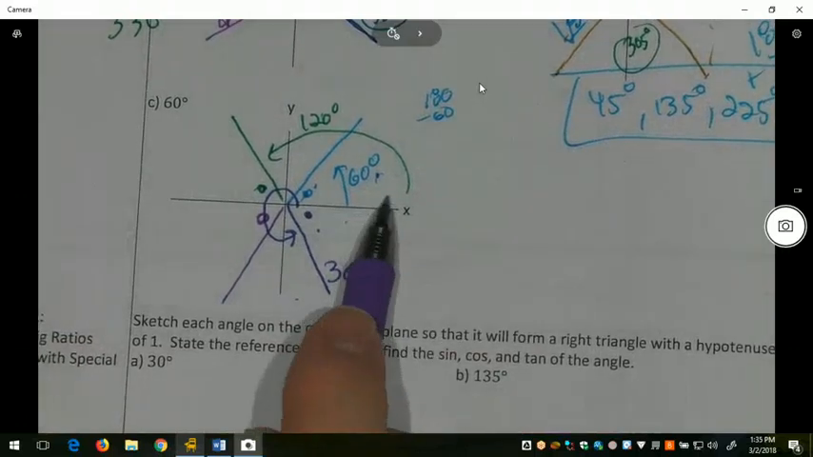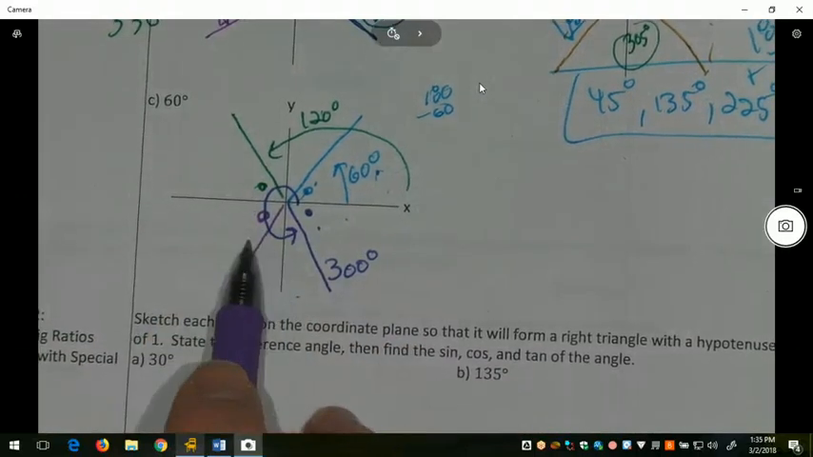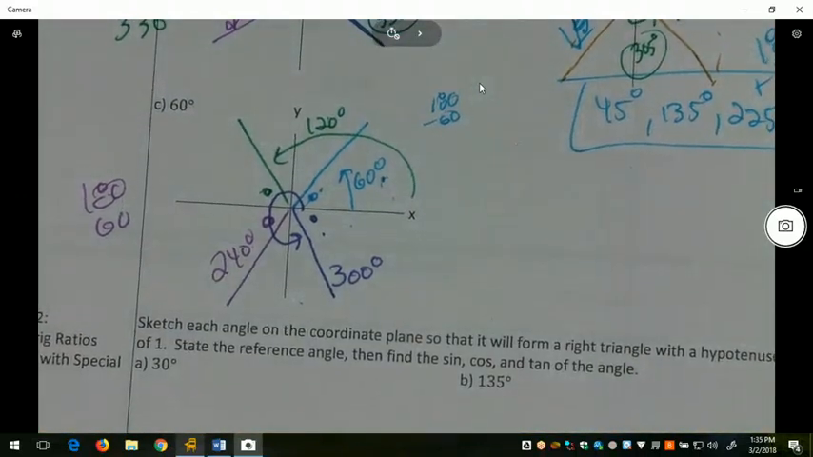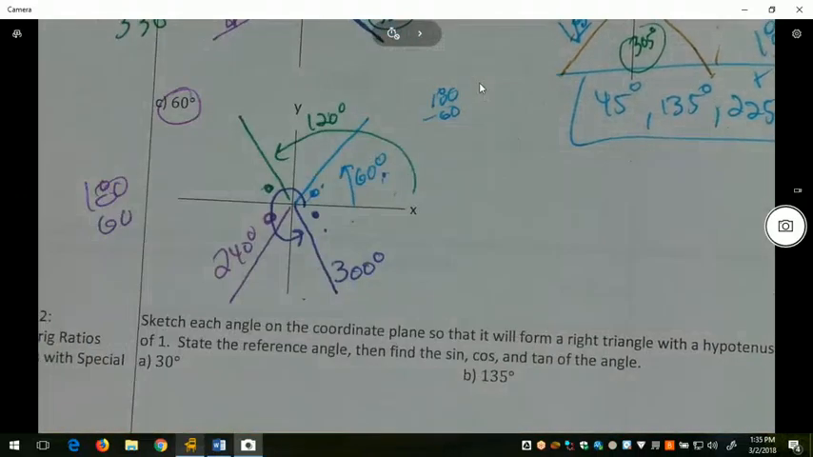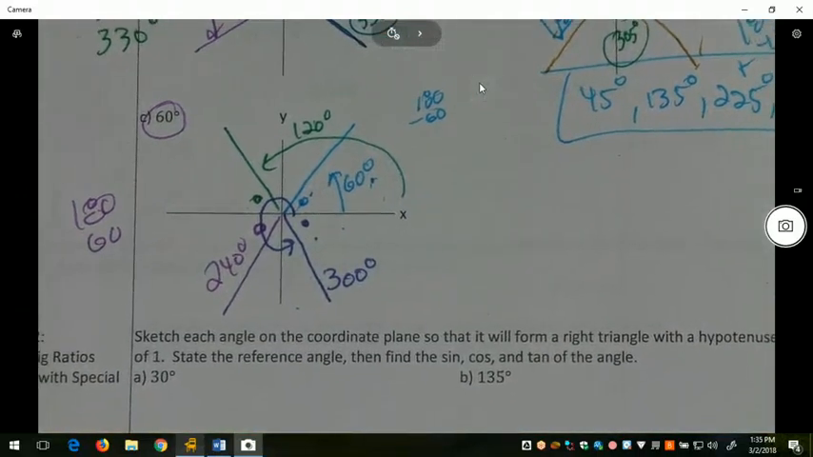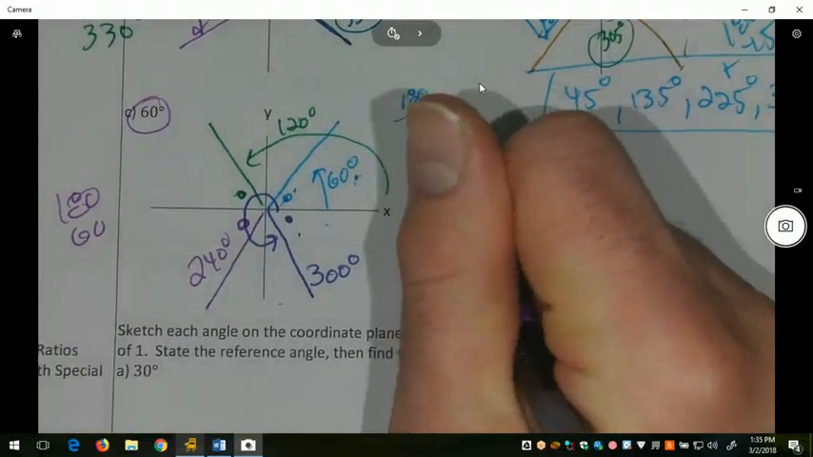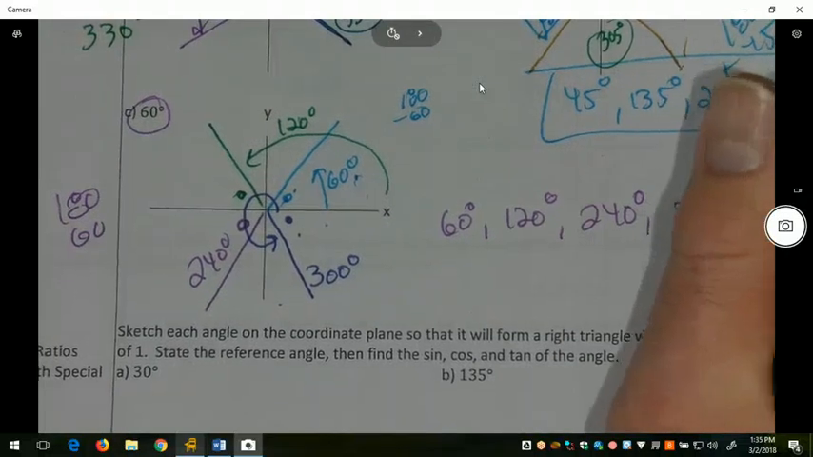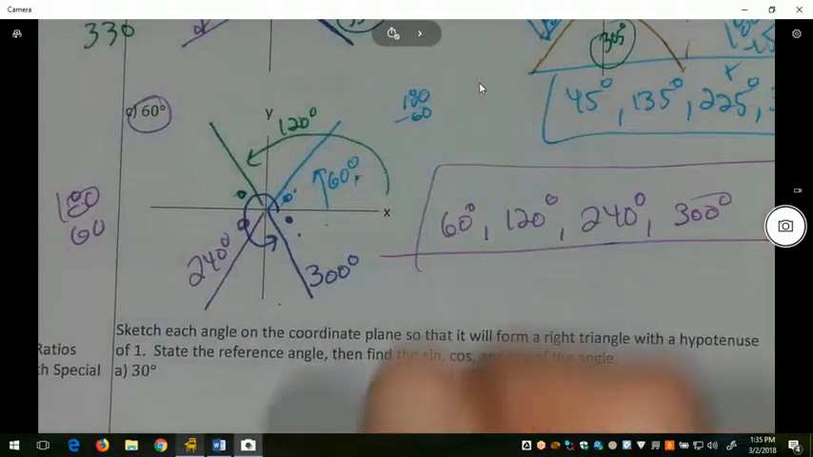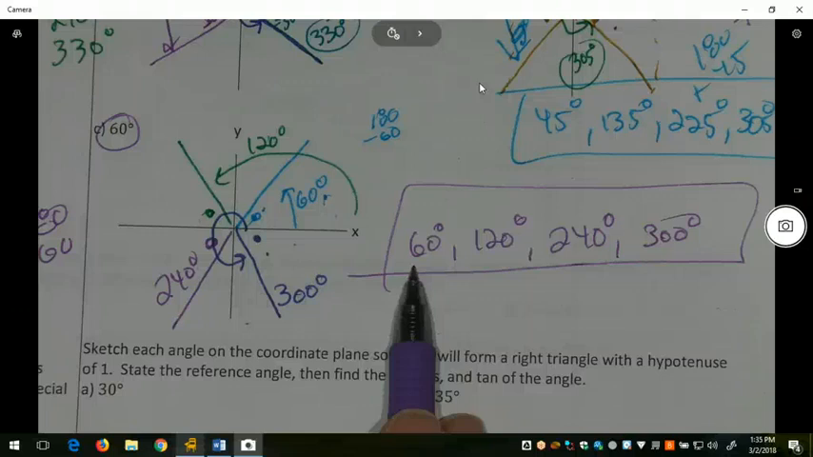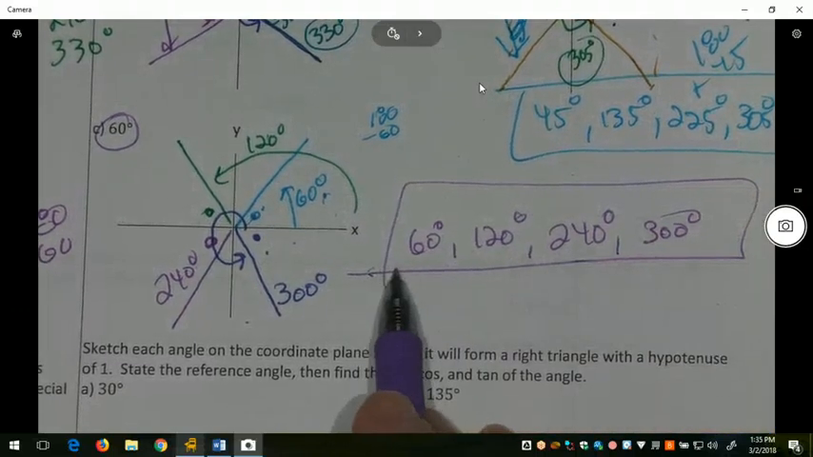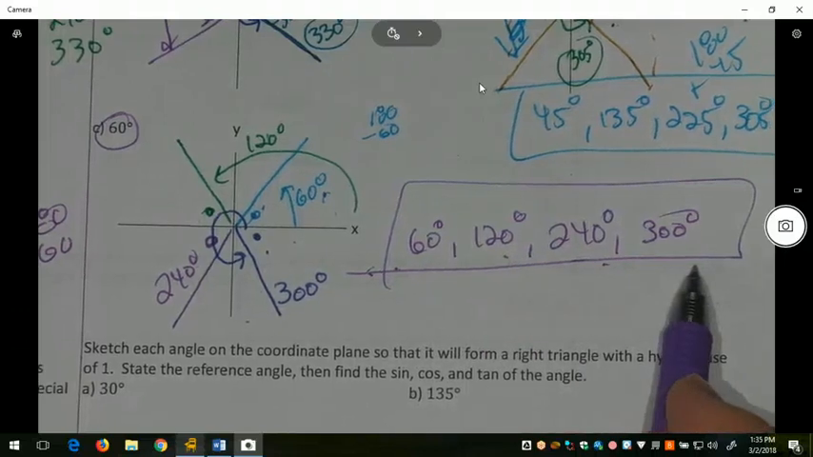And then going here is 180 plus the additional 60 degrees, 180 and 60 is 240 degrees. So our angles that have a 60-degree reference angle are 60 degrees, 120 degrees, 240 degrees, and 300 degrees. Those are the ones that give us ratios equivalent for sine, cosine, and tangent of 60 degrees. The 120, the 240, the 300.